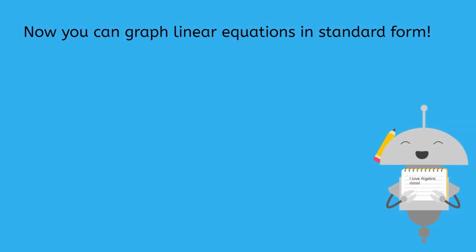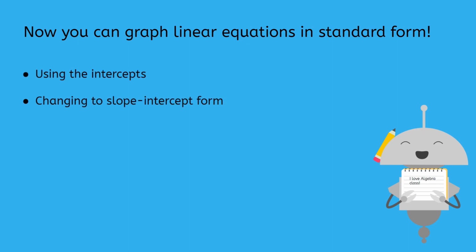Now you can graph linear equations that are in standard form. Remember the two methods I showed you. Using the intercept method can be a great, quick way to cancel out terms and find 2 points on the line. But if you have a special case that is giving you any trouble, changing the equation to slope-intercept form is always an option too.